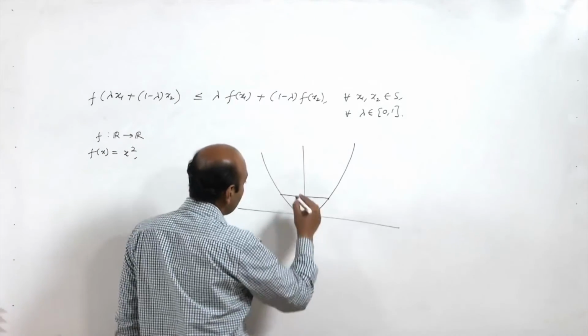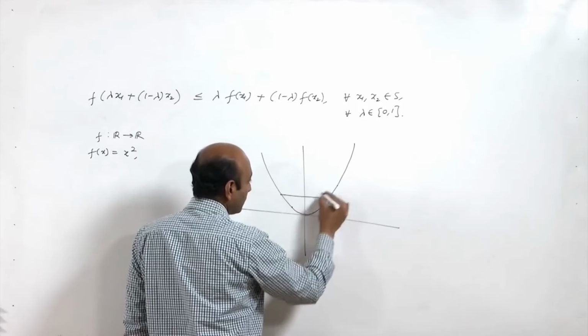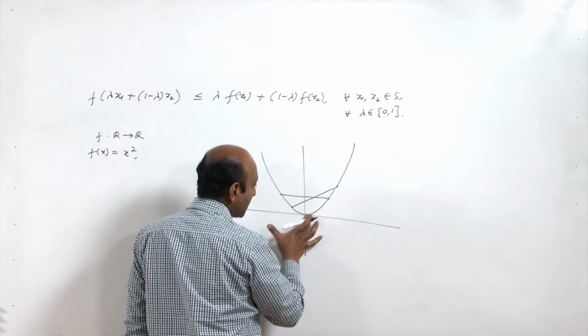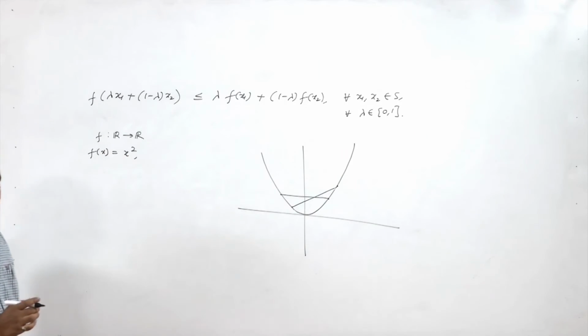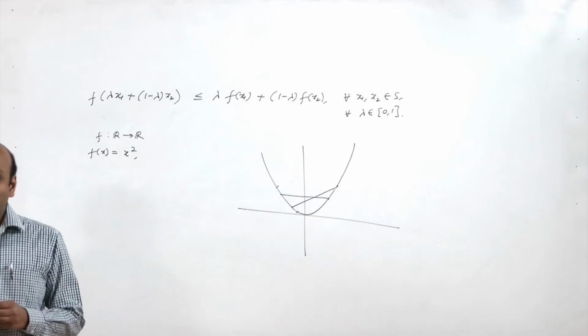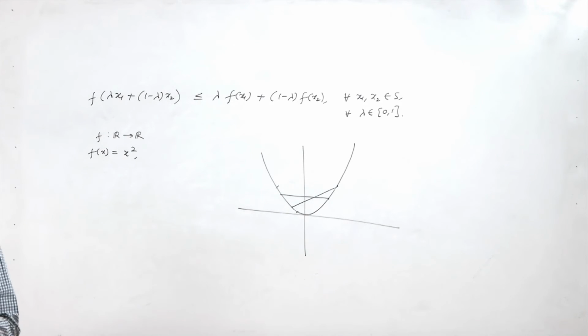You take 2 arbitrary points here, join the chord. The chord joining those 2 points always lies above the curve. You take 2 points here. So the function is convex, so we can say that the function x square is a convex function.